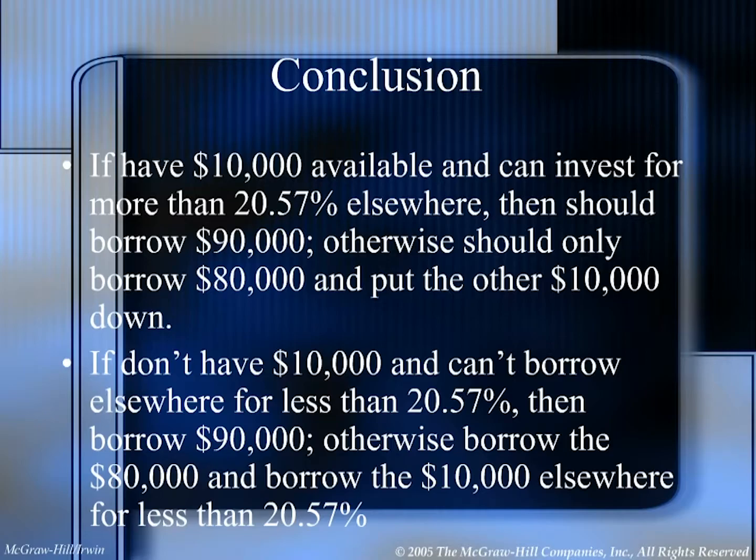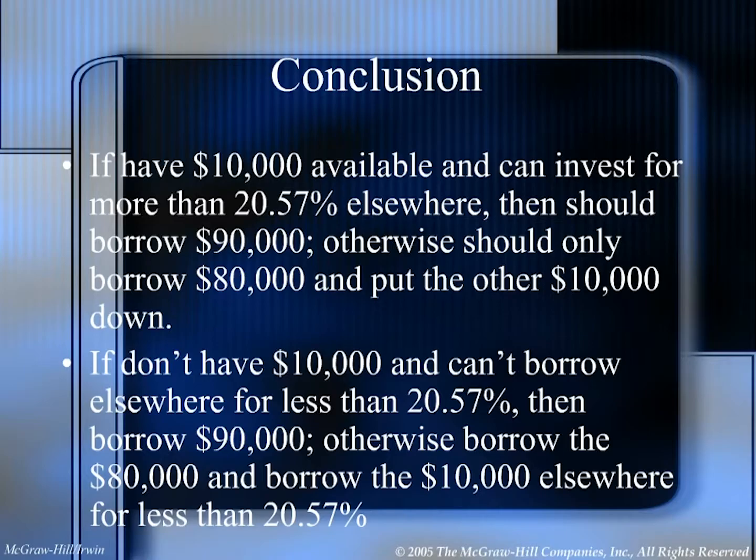So in conclusion, if you have the $10,000 available and you can invest it somewhere else for more than 20.6%, let's just round, then you should borrow the $90,000. Otherwise, you should only borrow $80,000 and put the other $10,000 down. Getting over almost a 21% return is pretty tough. So if you have that $10,000 and you can't invest it for 21% anywhere else, then you should borrow the $80,000 and put the other $10,000 down, because basically you'll be getting an almost 21% return.